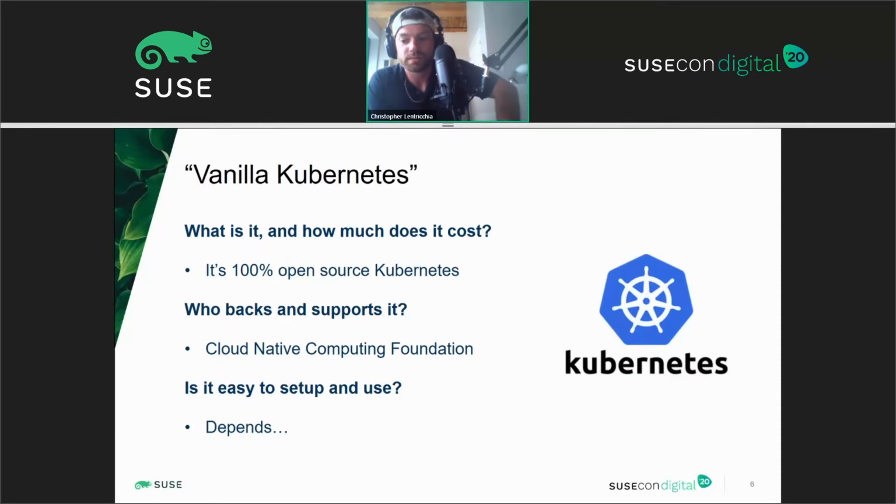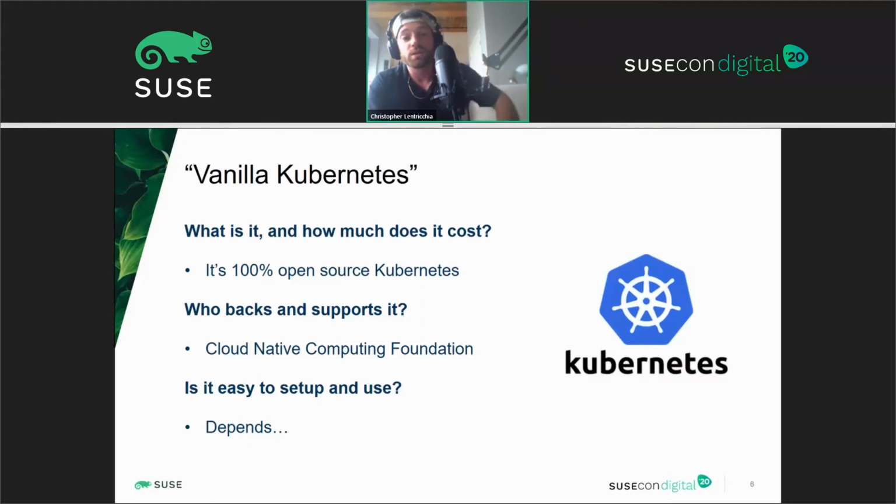Let's talk about vanilla Kubernetes. Vanilla Kubernetes can be thought of as the IKEA of Kubernetes. It's 100% open source Kubernetes. It doesn't cost anything. It's the stuff you can go download straight from GitHub. You're going to get all the normal functionality of Kubernetes, and you're not going to lose anything. It's no frills, basic Kubernetes. Vanilla Kubernetes is backed by a foundation called the Cloud Native Computing Foundation, a nonprofit that oversees the development of Kubernetes.